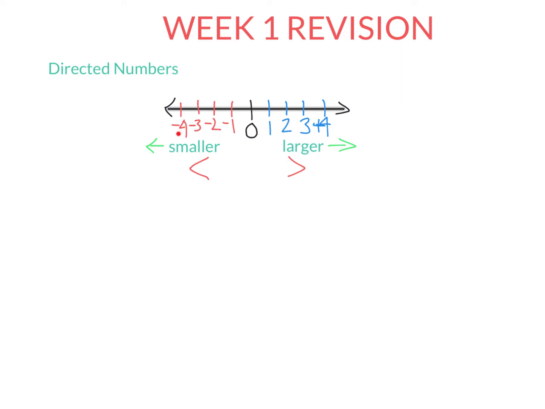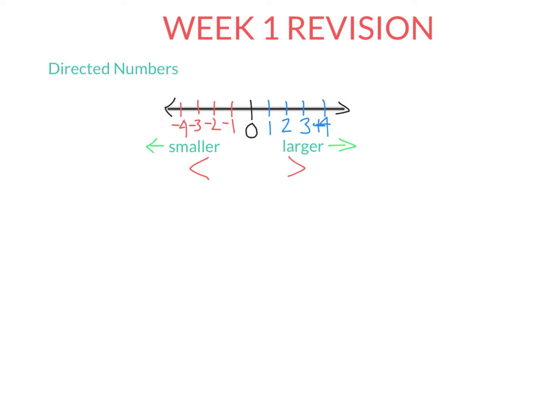If we go over here to negative 4, again, the negative sign in front of the 4 is just a direction. It tells us this number is 4 less than 0. So all of the positive numbers are to the right of 0, all of the negative numbers are to the left of 0, and 0 is neither positive nor negative.